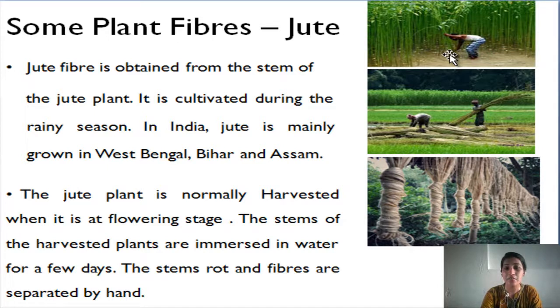Jute is cultivated mainly during the rainy season. In India, jute is mainly grown in West Bengal, Bihar and Assam. The jute plant is normally harvested when it is in the flowering stage. The stems of the harvested plant are immersed in water for a few days. The stems rot and the fibers are separated by hand.